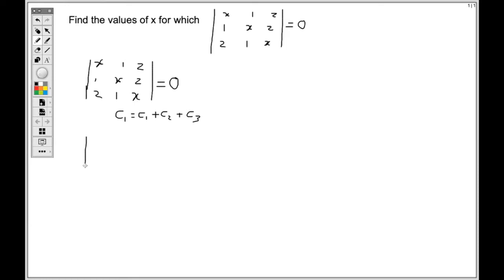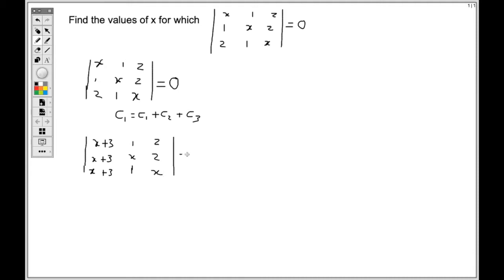So adding this, I'm going to have x plus 1 plus 2, that's these 3, that gives me x plus 3. Then 1 plus x plus 2, that's another x plus 3. Then 2 plus 1 plus x, that is x plus 3. The remaining we're going to write as is. So let me write the 1, the x, 1, 2, 2, x.